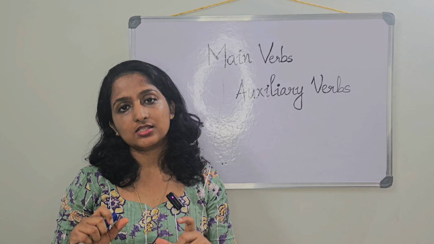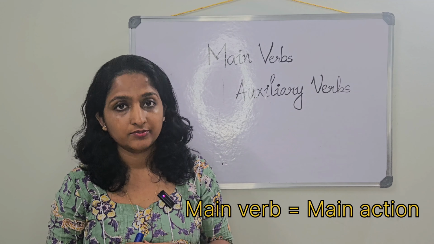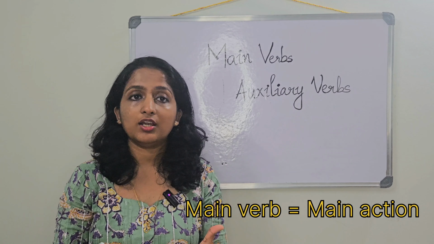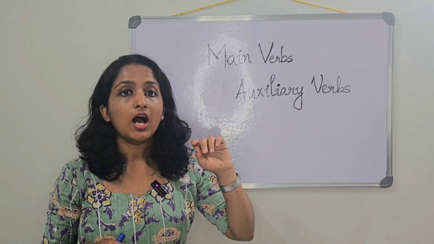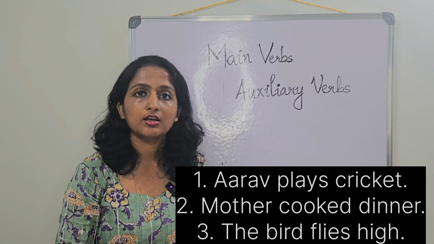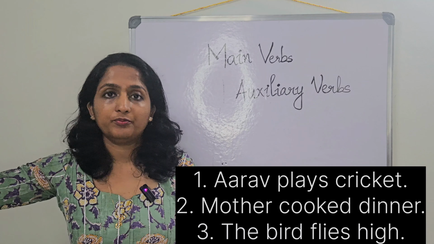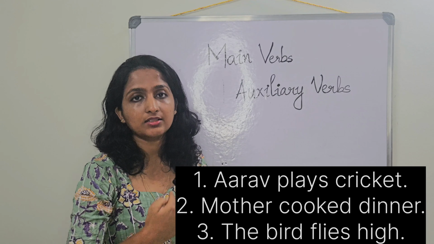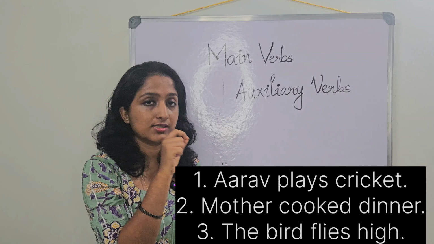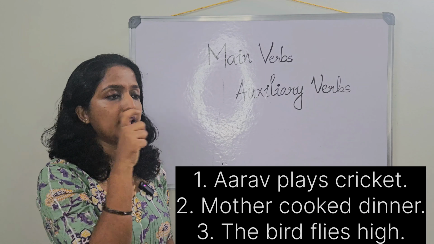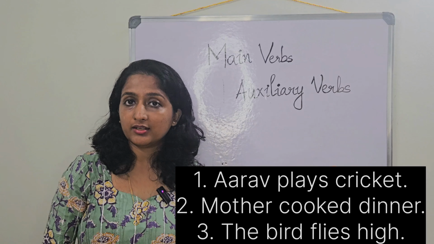As the name suggests, main verb tells the main action in a sentence. For example, I'll give you 3 sentences. Arif plays cricket. Mother cooked dinner. The bird flies high. In these 3 sentences, what is the main action done by the subjects? Arif played cricket. So played is a main verb.